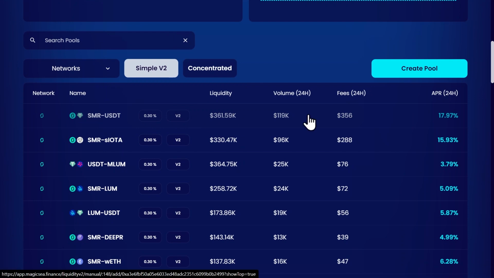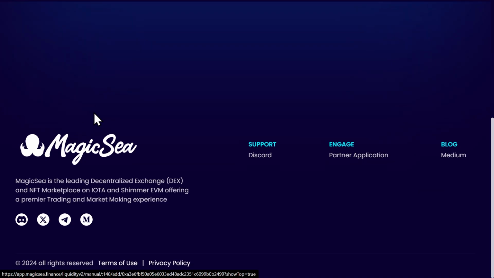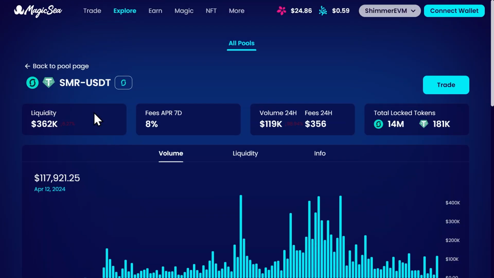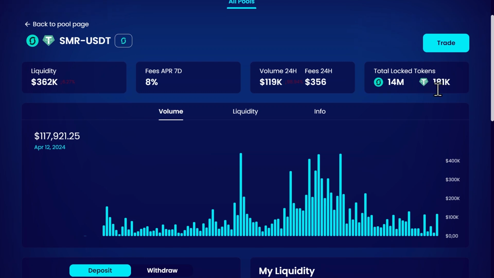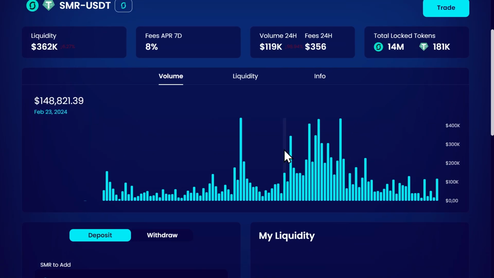First up is the Shimmer USDT pool. I'm going to choose this pool to provide liquidity. A new page opens with all the information about this pool. The liquidity, the APR over the past 7 days, the daily volume and fees, as well as the total amount of locked tokens.